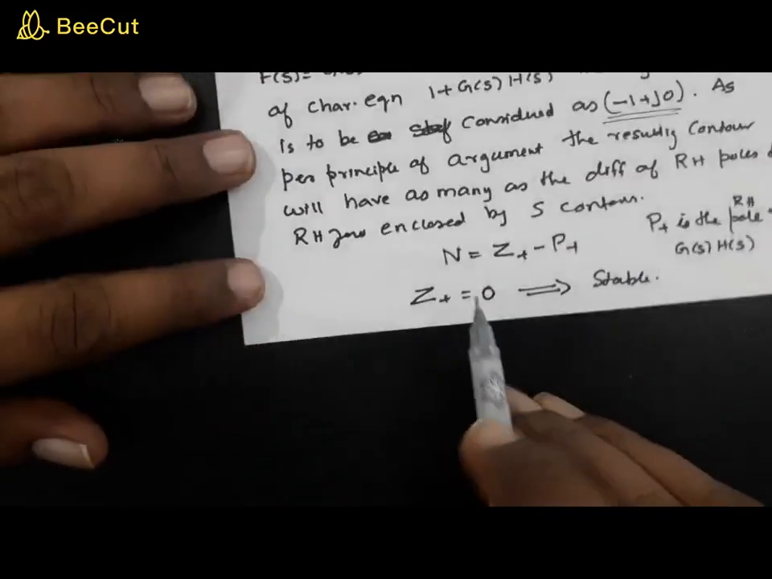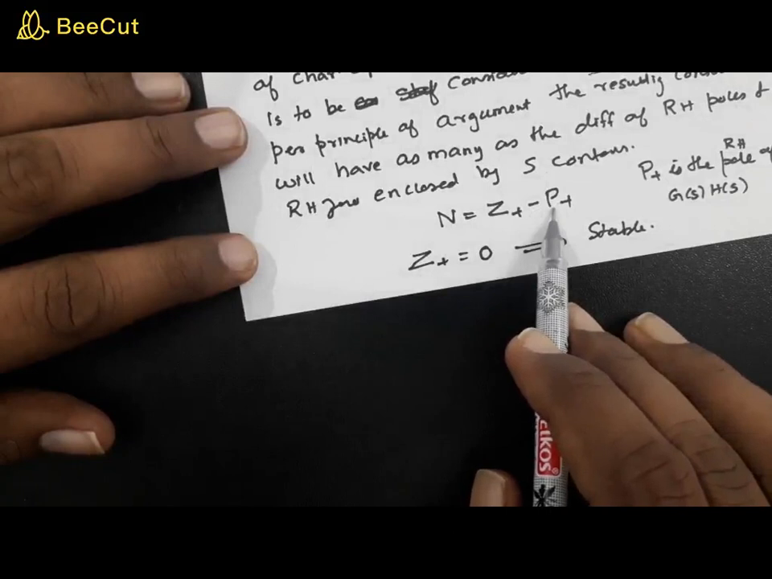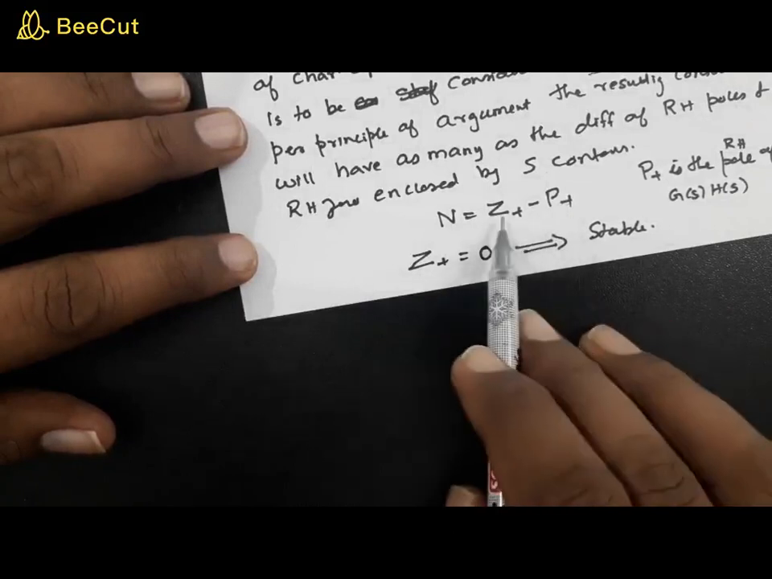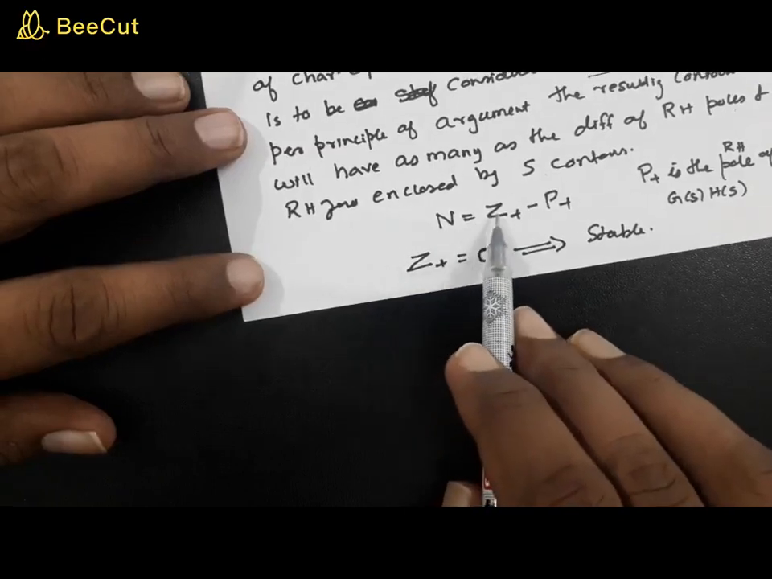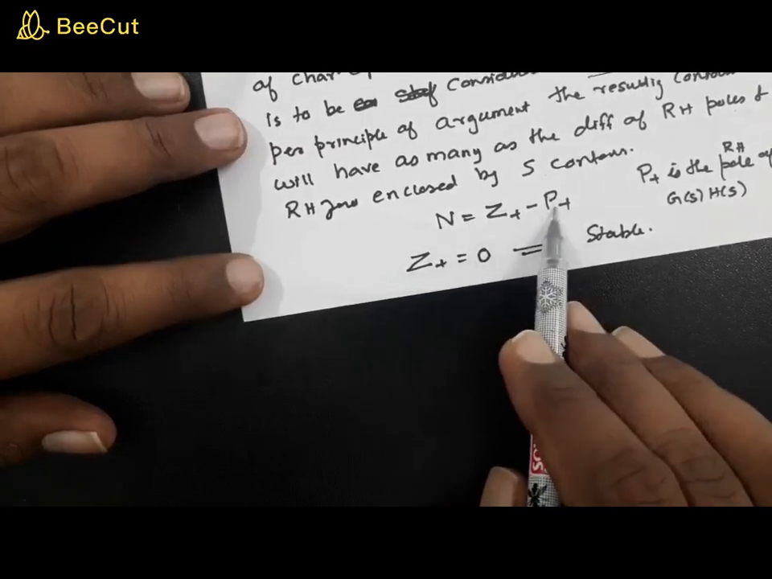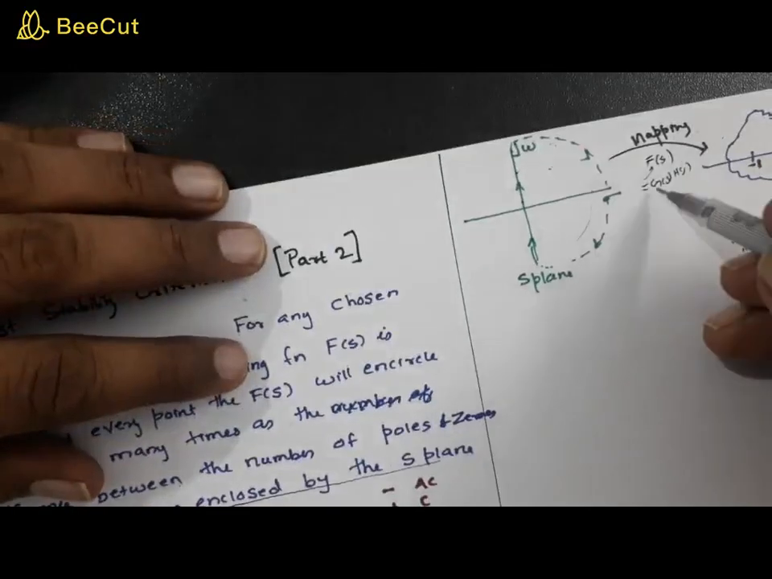So you will get an equation like this: N is equal to Z plus minus P plus. What is this P plus? Plus refers to right half poles. Z plus refers to right half zeros. So this is equal to the right half zeros minus right half poles. So this information you will directly get from this G(s)H(s).